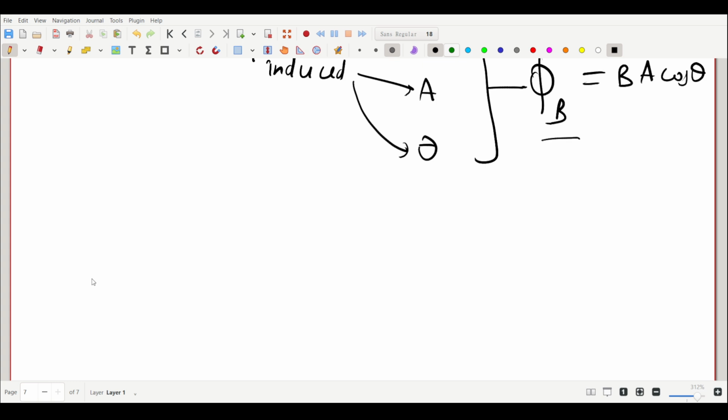Faraday's law. The first law is Faraday's first law, obviously. We call it Faraday's first law of electromagnetic induction, in short, EMI.